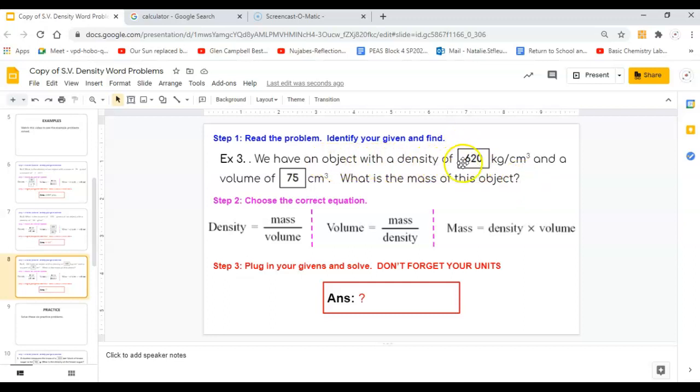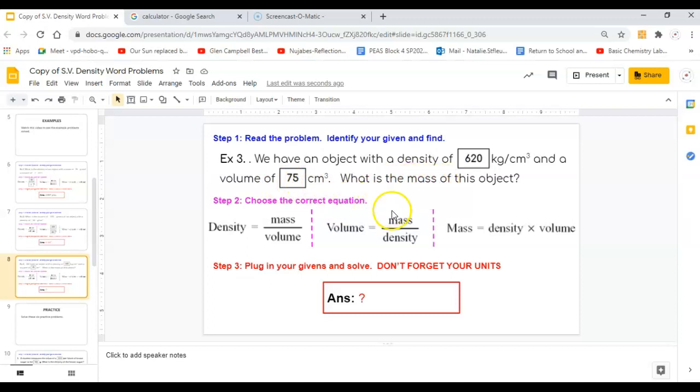So we have an object with density of 620 kilograms per centimeter cube. I know the 620 is my density for two reasons. It says density of, but also I can always look at the units. The units that follow that number are kilograms per centimeter cube, and that's a unit of density. And it has a volume of, so once again, I can use that volume of to determine that this 75 is the volume, but also the units as well. Centimeter cube is a unit for volume. All right, so I have my density and I have my volume. Those are my given. And I'm asked to solve for the mass, okay?